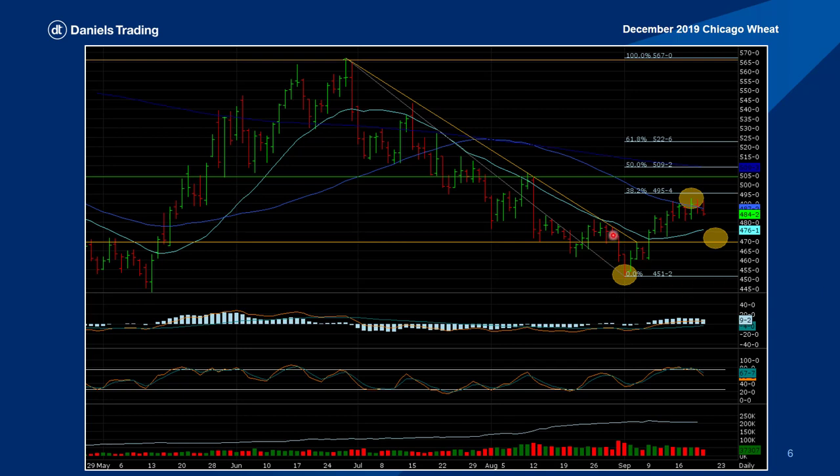Upside targets, we've got a few. Actually, you got the 50% Fibonacci retracement at 509.25. That's also the 200-day moving average. But we can also look for the market to get back up into this level as we approach the fall. So stay tuned. That could also materialize this week.